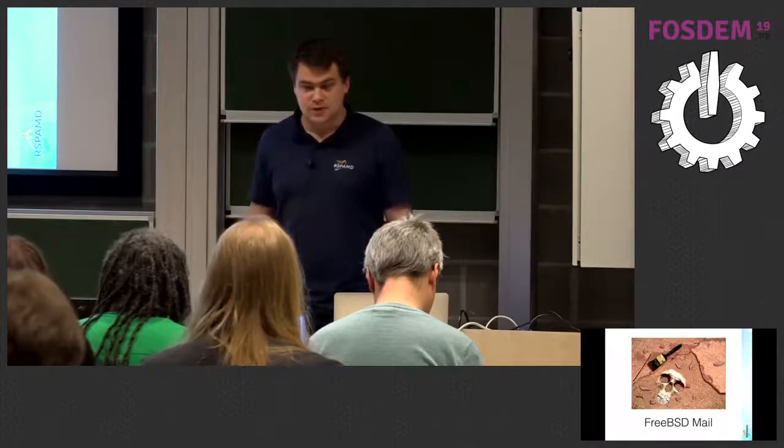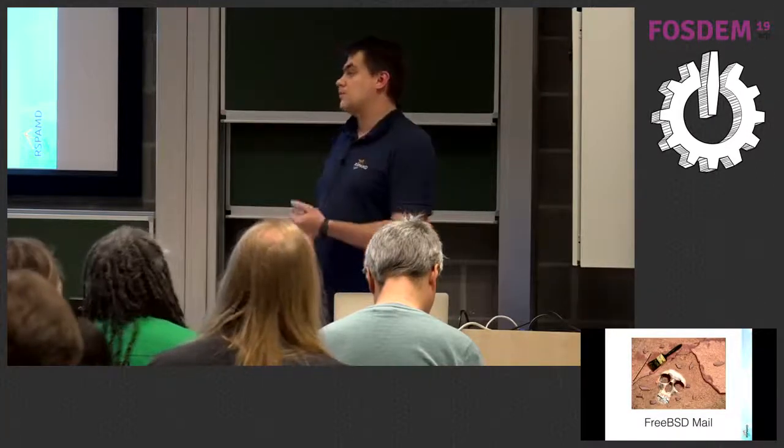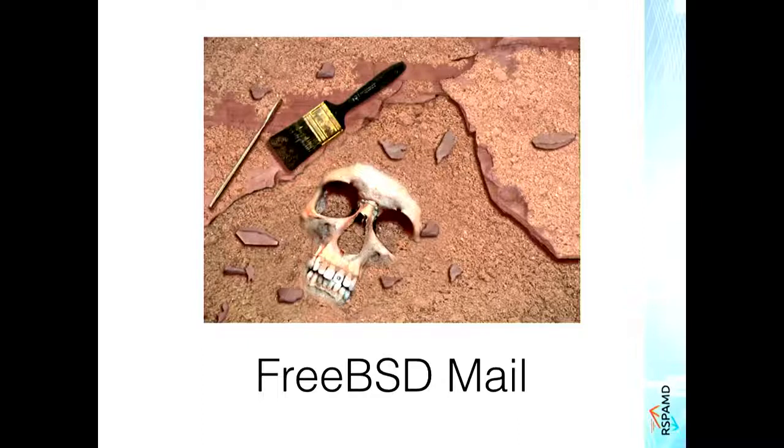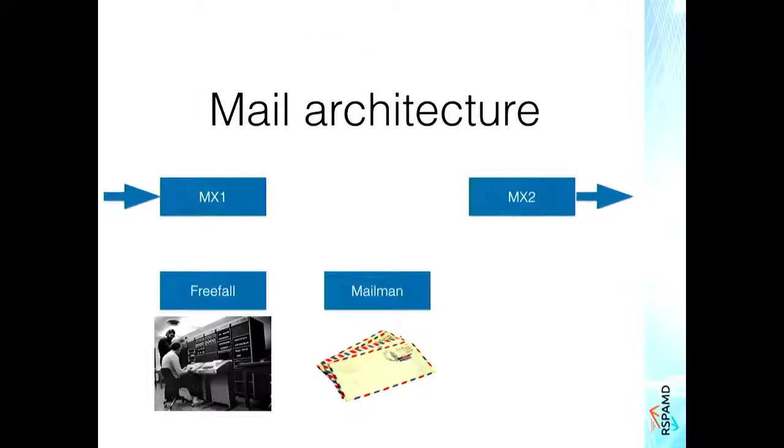So let's start by talking about the architecture of FreeBSD mail. There are a couple of MXs, and I'll draw some sort of flows of mail here. We have Freefall, where all developer accounts live, and there are also aliases. Email comes to MX1, and it integrates with Freefall to operate with local email. Then we have Mailman, which operates via MX1, and MX2 is used for outbound spam.